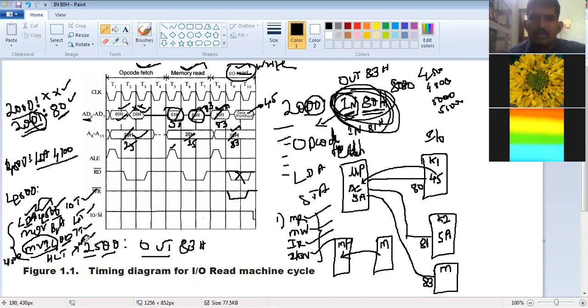So for completing these 25 T states, the microprocessor is working with one frequency. If it is a low frequency, these 25 T states will take extra time. If my microprocessor is working at high speed, high frequency, these 25 T states can be completed in very less time. Did you understand?